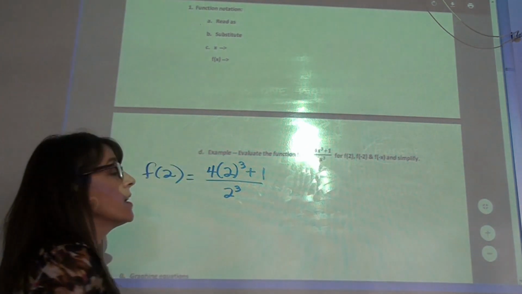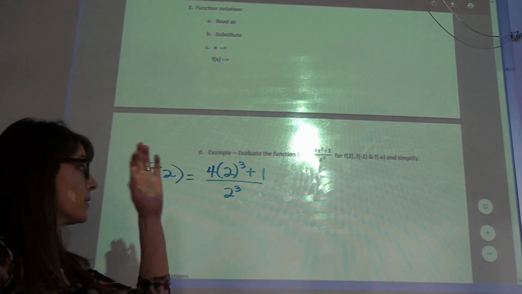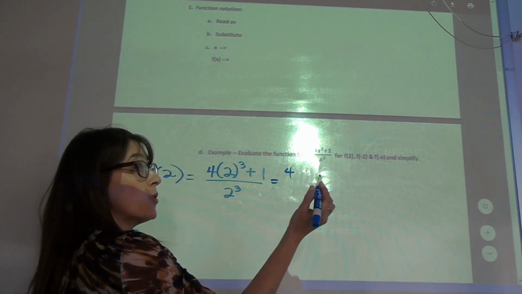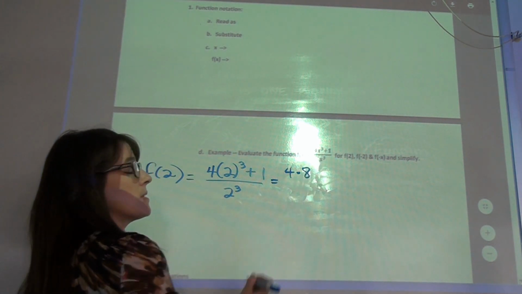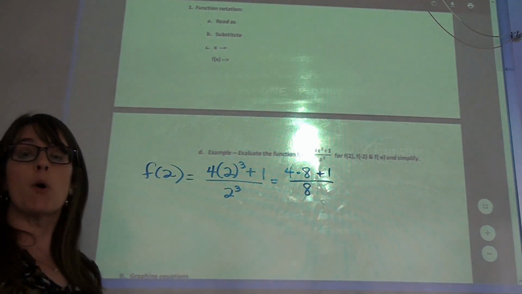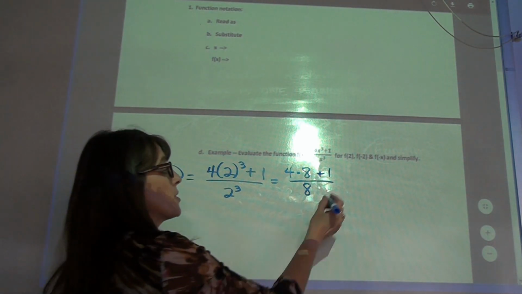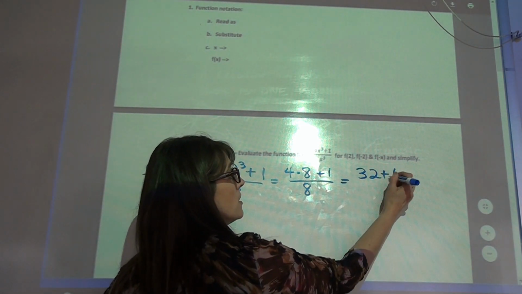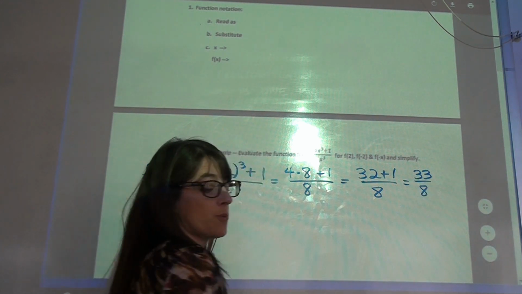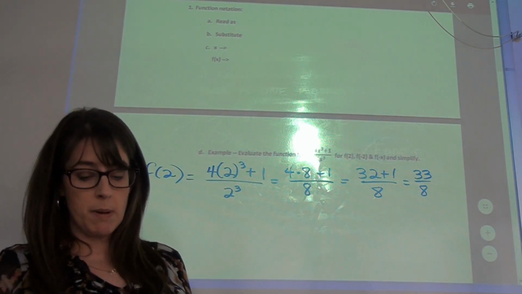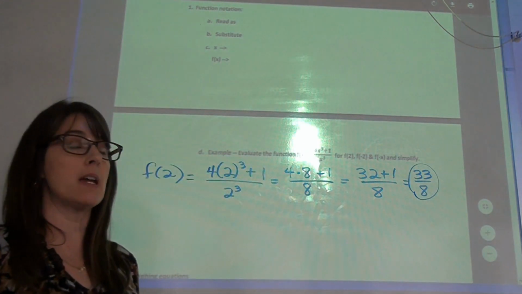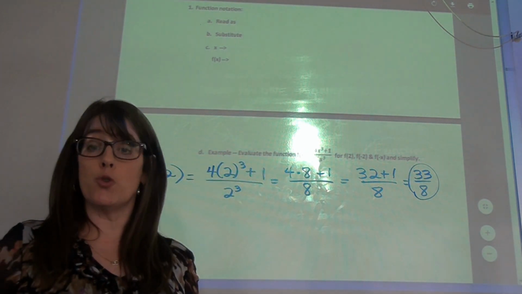PEMDAS says do what's inside the parentheses first, but there's just a single number in there, and do your exponents next. So 2 to the third power is going to be 8. These are sitting beside each other. That indicates multiplication. Multiplication and division comes next, so 4 times 8 is going to be 32. And now I'm going to do the addition on top on the numerator, and I'll get 33 over 8. Remember, you don't need to worry about mixed numbers. Just simplify fractions if you can. That one doesn't simplify, so there's my answer. So that's what f of 2 means.